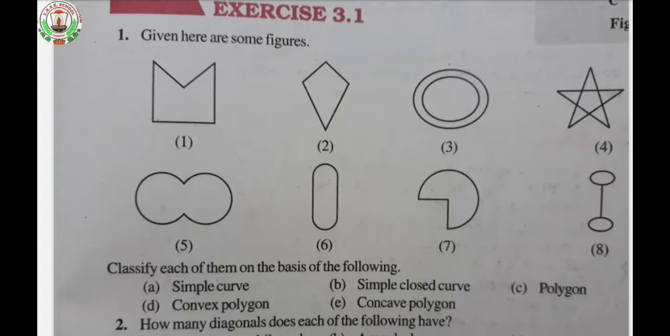Simple curve means a figure which is made up of a straight line. Simple closed curve, that means what? A simple closed curve is a curve which is made up of a straight line and it should be closed. Polygon, that means a figure which is made up of straight lines only. Convex polygon means the interior angles must be less than 180 degrees. Okay. Then concave polygon means its exterior angle must not be more than 180 degrees.